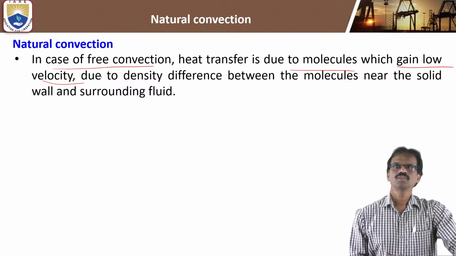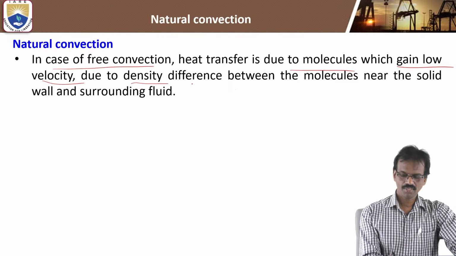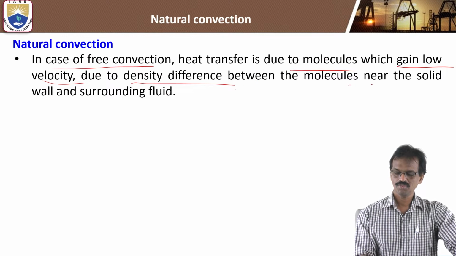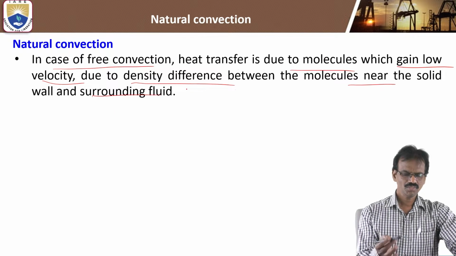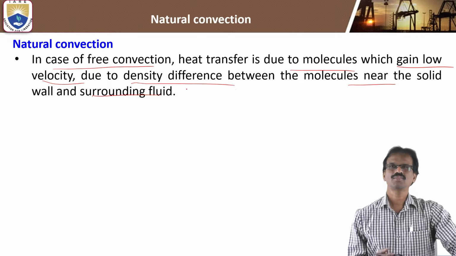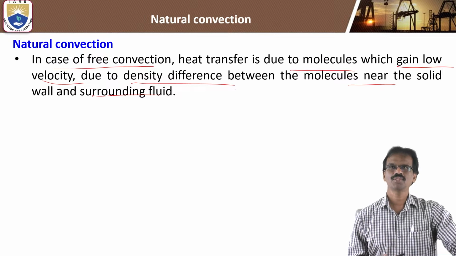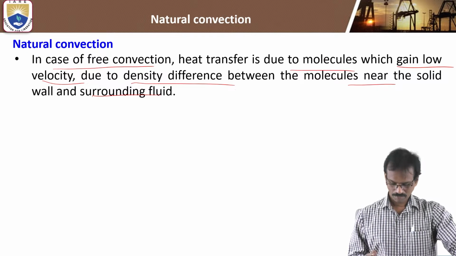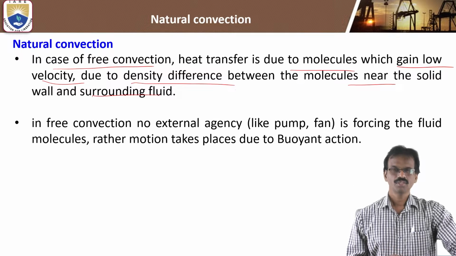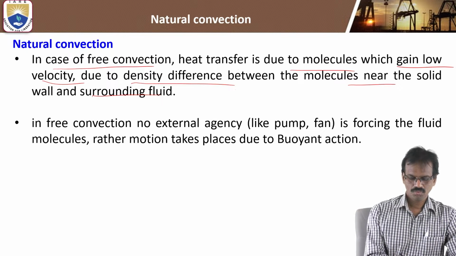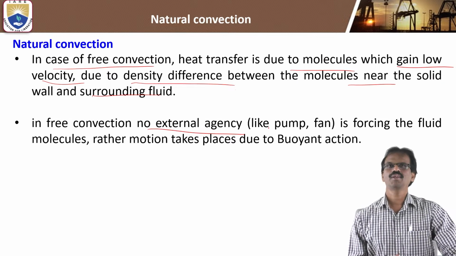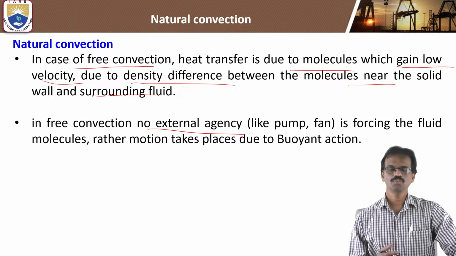Due to density differences between the molecules near the solid wall and the surrounding fluid, natural convection occurs. This was already explained. In free convection, no external agent is required to produce the bulk movement of the particles.